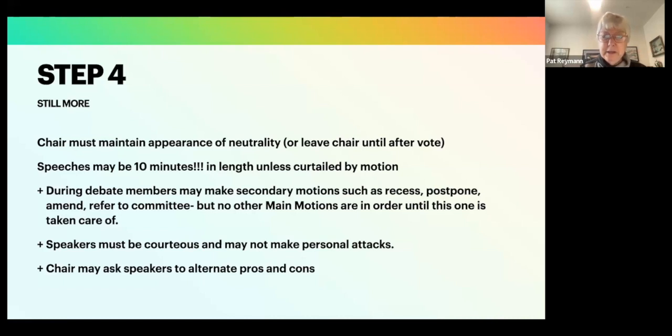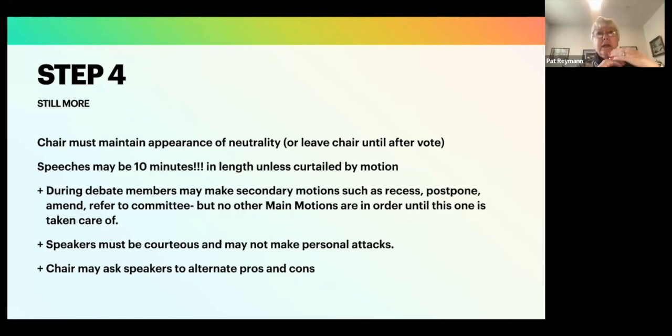Speakers must be courteous and may not make personal attacks on other people. That should go without saying, but people do need to be reminded from time to time. And if things are very vocal, if there's a lot of discussion and debate one way and the other, the chair may ask speakers to alternate pros and cons.